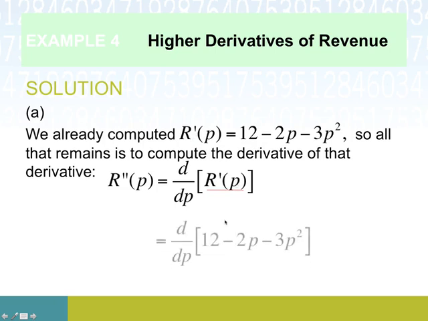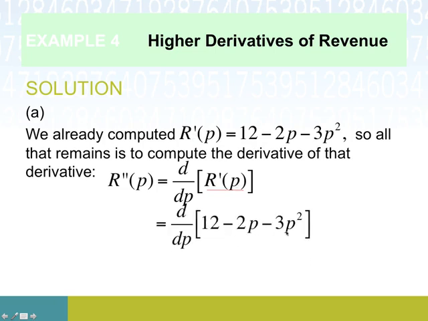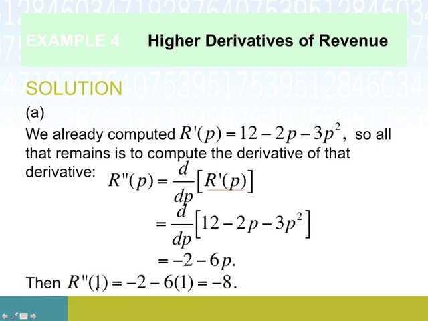So if I just think, look, all I have is 12 minus 2p minus 3p squared, I'm pretty good at taking the derivative of something like that. And that's our entire task. So with some power rule, the 12 is out of the picture, the derivative of negative 2p is negative 2, and the derivative of negative 3p squared is negative 6p. So this is the second derivative of revenue. We're supposed to plug in a value, so let's let p equal 1 in this case, and the second derivative is negative 8 once we plug that in.